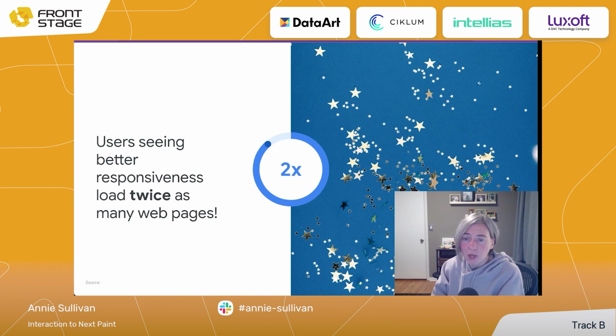When we look at the data we have in Chrome, if we split users into groups of those who experience good Interaction to Next Paint at least 75% of the time, and those who do not, we see that the users experiencing good Interaction to Next Paint load twice as many web pages as the users who do not. While it's hard to fully pull apart correlation and causation, Interaction to Next Paint appears to be very well correlated with good user experience. And it clearly meets our goals of measuring more than just the first user input, and more than just the delay.